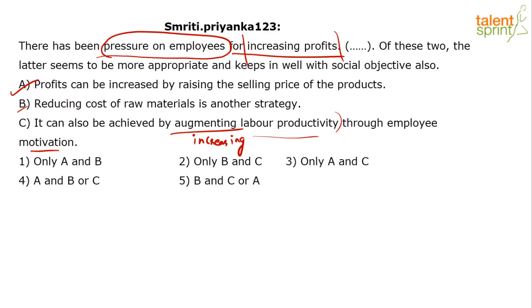However, let me look at the options first. Option 1 says only A and B. Option 2 says only B and C. Option 3 says only A and C. Option 4 says A and B or C. Option 5 says B and C or A.